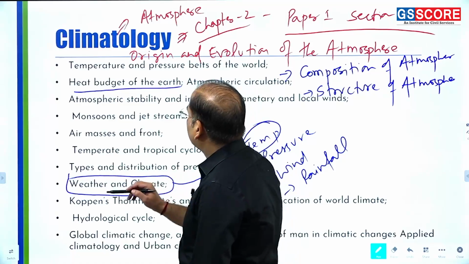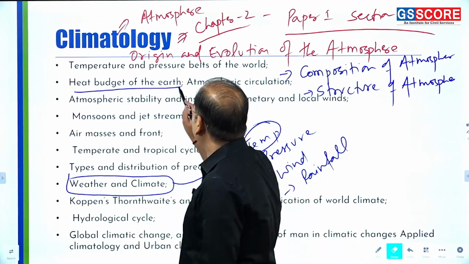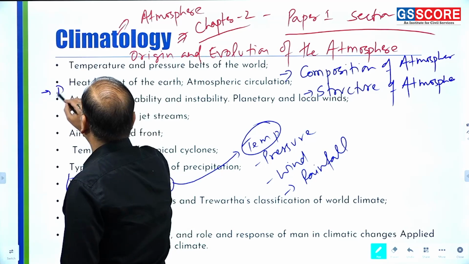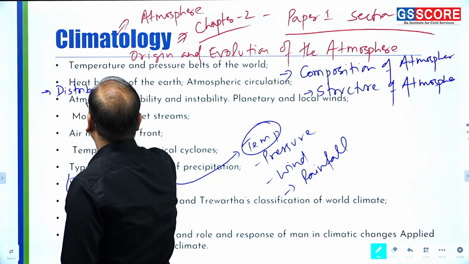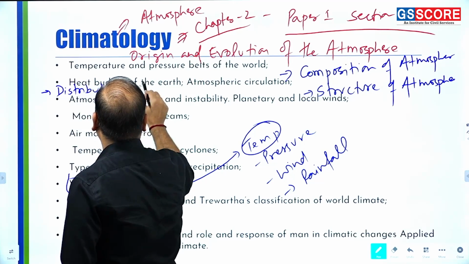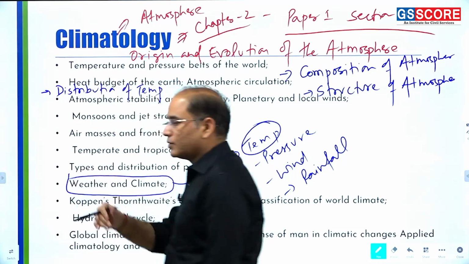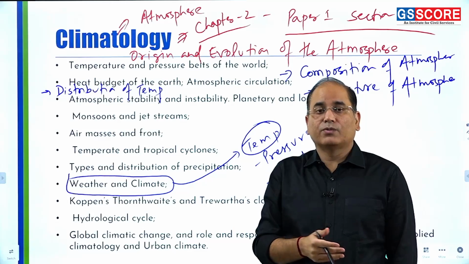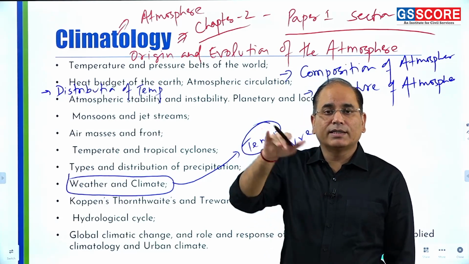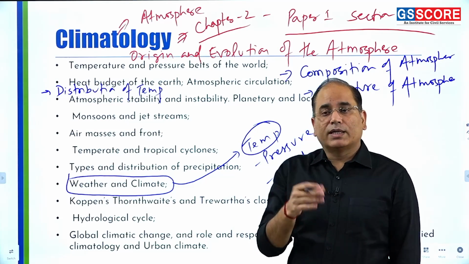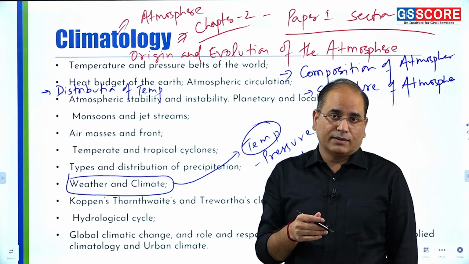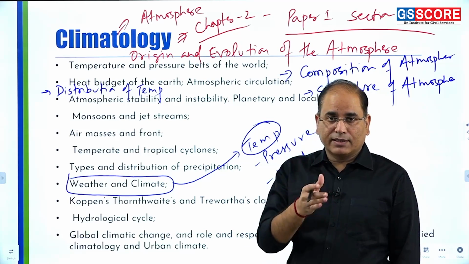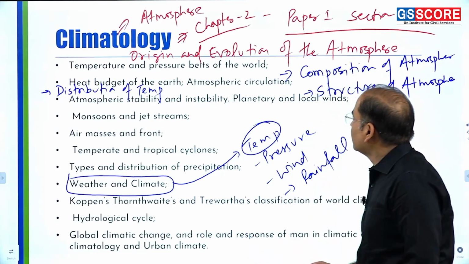Also there is one topic that you are supposed to study but not clearly directly mentioned, distribution of temperature. Distribution of temperature means where temperature is highest, where temperature is lowest, why that place temperature is highest, why that place temperature is lowest, what is the heating and cooling pattern of the ocean, continent, what are the different factors which affect the variation of the temperature.